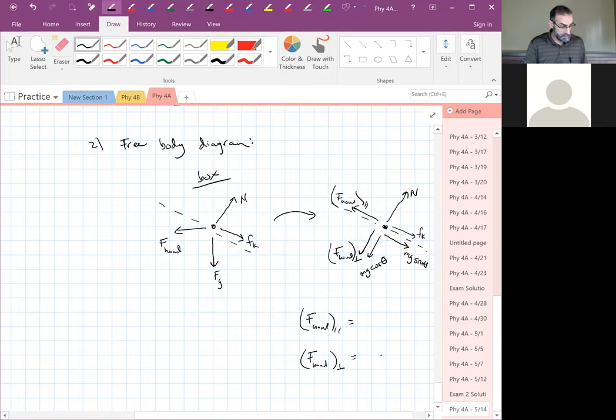The parallel component is going to be cosine theta, right? And the perpendicular component is sine theta. You just have to look at, this is theta right here, right?